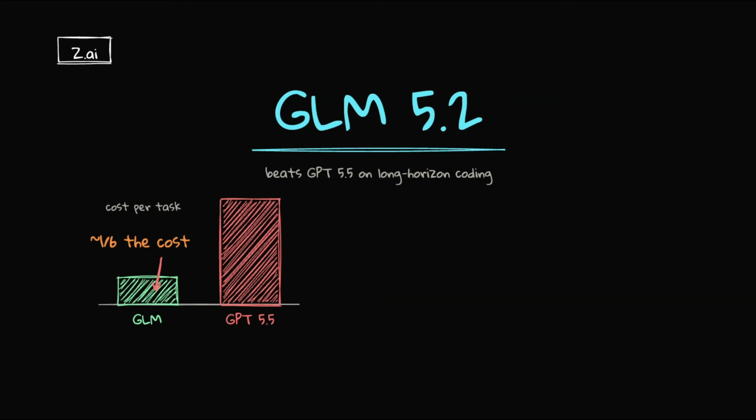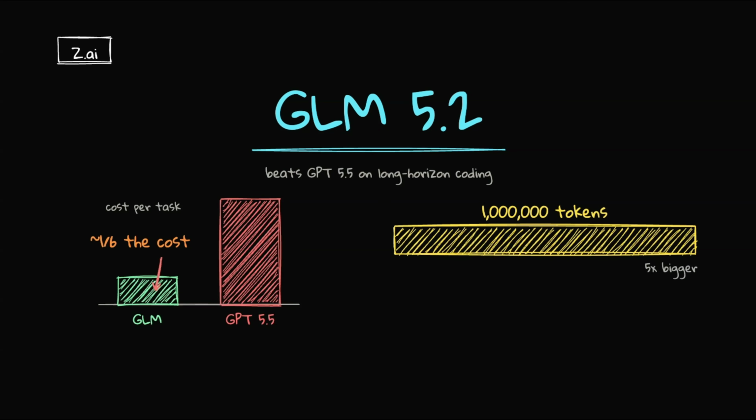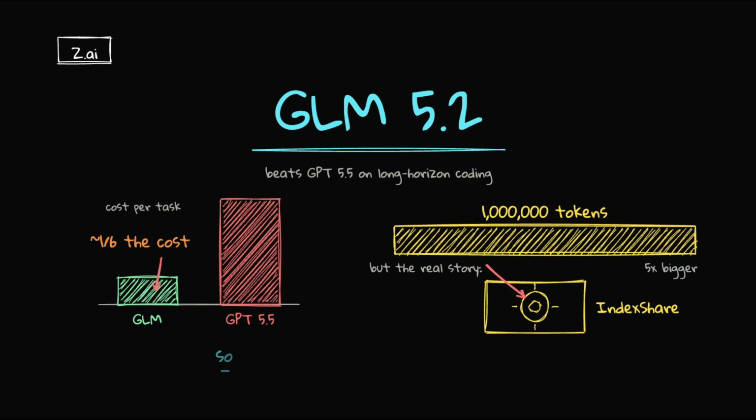GLM 5.2. This is the model everybody's talking about. Now, it's not only about its impressive scores on benchmarks, it has a long context window of 1 million tokens, which is 5 times bigger than the previous generation. But in this video, I really want to focus on the architectural details, which make it one of the most impressive open model releases so far. It seems like this is the first open weight model that is actually close to the frontier.